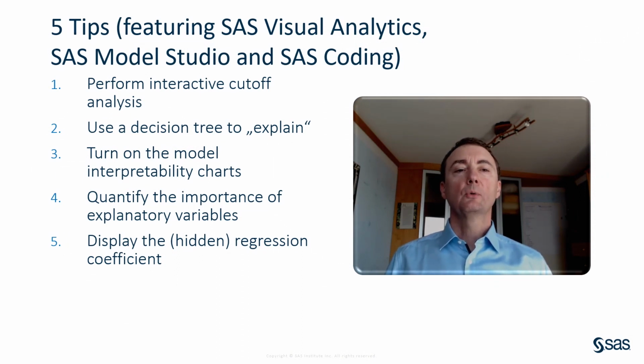In my webinar, I'm going to present 5 tips and tricks how you can better interpret your machine learning models. We take a look at a way how you can perform interactive cutoff analysis. We also take a look on how you can use a decision tree to explain your complex machine learning models. We take a look on interpretability charts, which you can automatically turn on. We also speak about ideas on how you can quantify the importance of certain explanatory variables. And I show you a coding tip how you can better display the hidden coefficient in regression analysis.